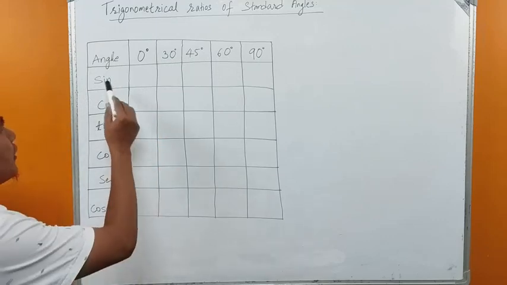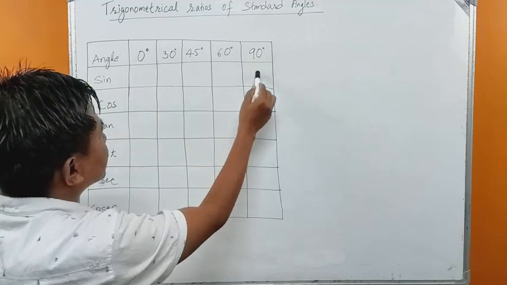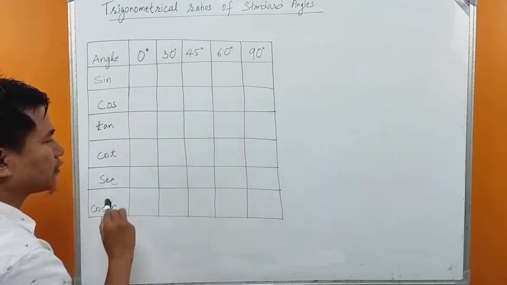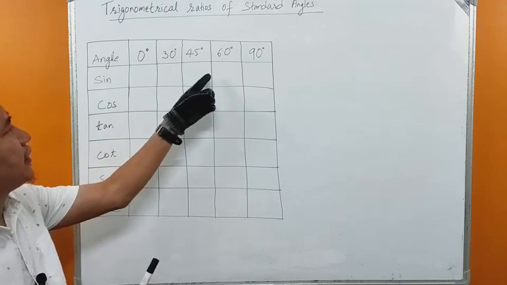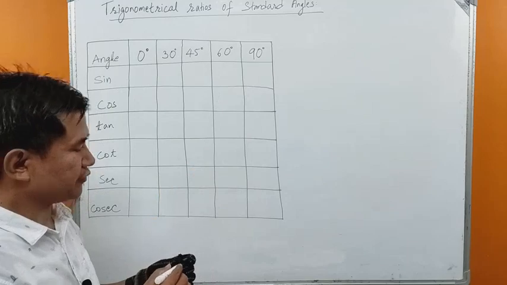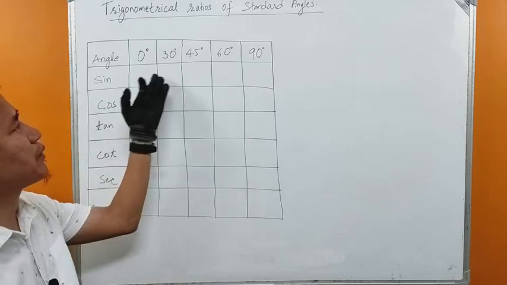So we are going to write the value of sine 0 degree here, sine 30 degree, sine 45 degree, sine 60 degree and sine 90 degree. Similarly, we write the value of cos, tan, cot, sec and cosec. Okay. So the first line for sine, we will memorize the first line. We can deduce the values also, but it's a little tedious and it's better we memorize the first line.